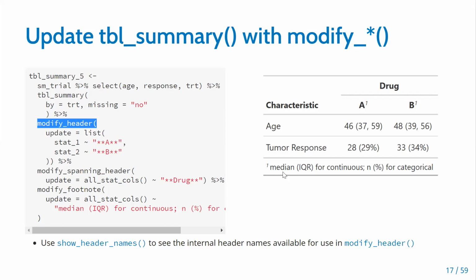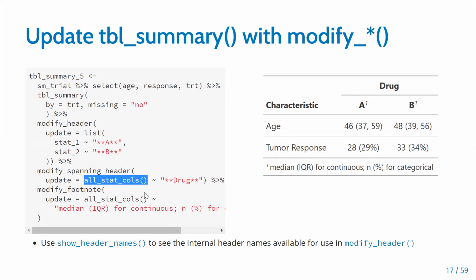That's show header names. If you just pipe your TBL summary object into the function show header names, it will show you the current labels and what their true underlying column names are, so that you can very easily make these kinds of updates. This modify spanning header is going to add a spanning header.